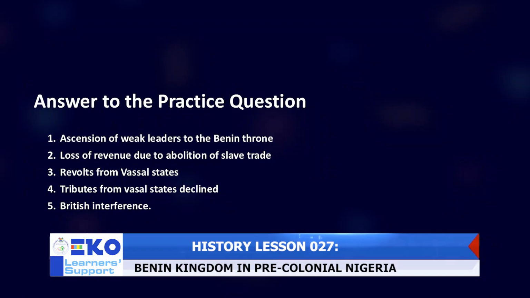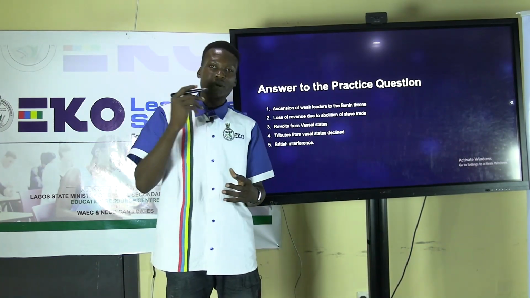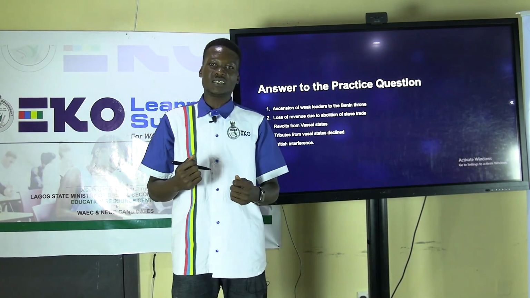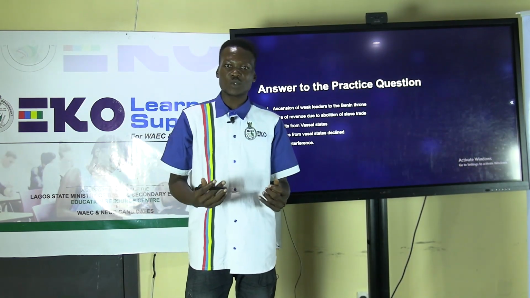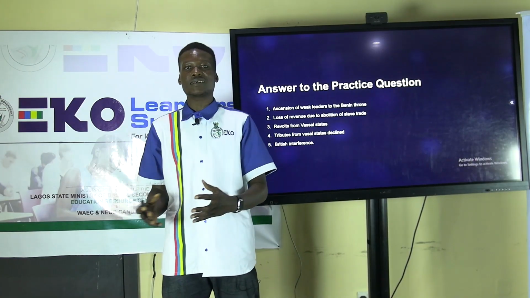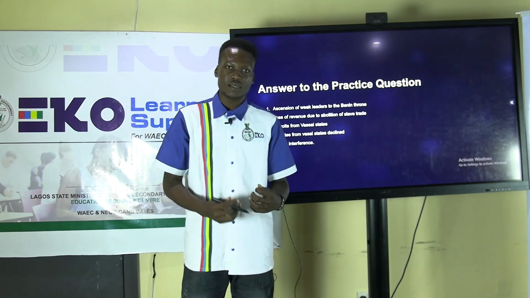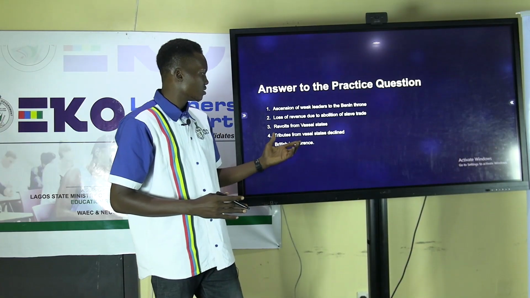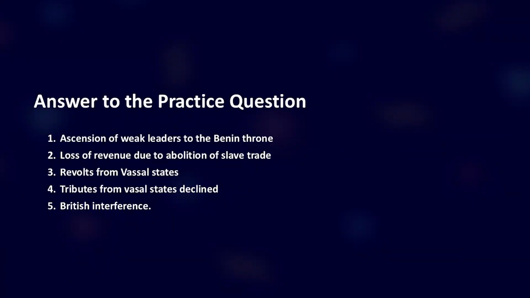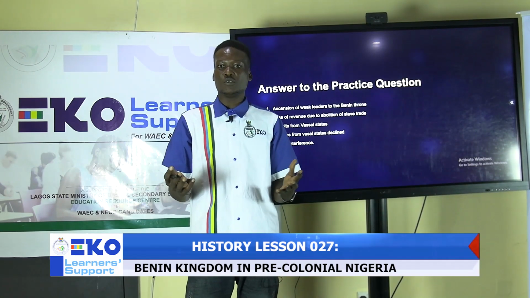3. Revolt from vassal states. Yes, there were some vassal states, some lesser and smaller kingdoms who paid money in form of tribute to the Benin Kingdom. So it got to a time whereby those lesser states and kingdoms began to revolt against the Benin Kingdom. 4. Decline of tribute from vassal states. Yes, they stopped paying tribute to the kingdom.